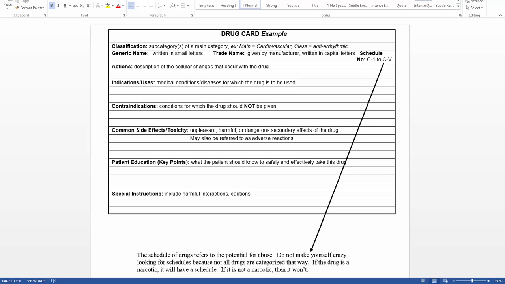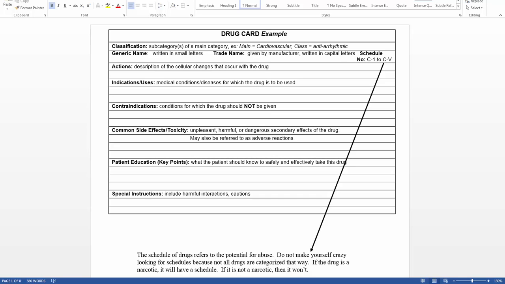So what the drug cards are is an introduction to medications, and the reason we're doing them in your math class is because you need to become familiar with the process, because when you go into administration of medications, you will have to do 50 drug cards on the top 50 prescribed medications.